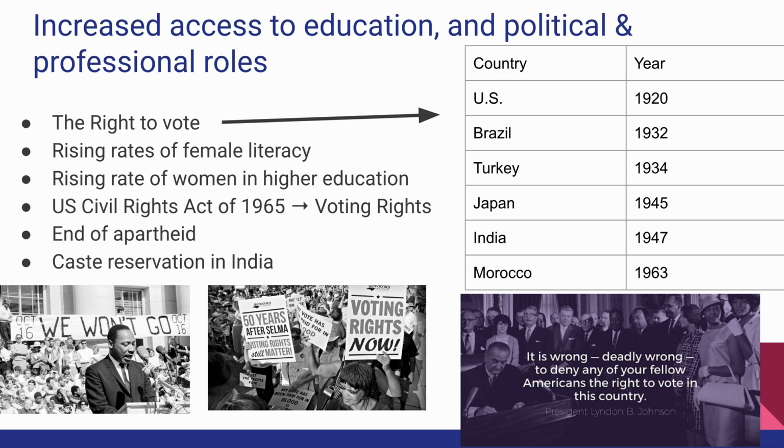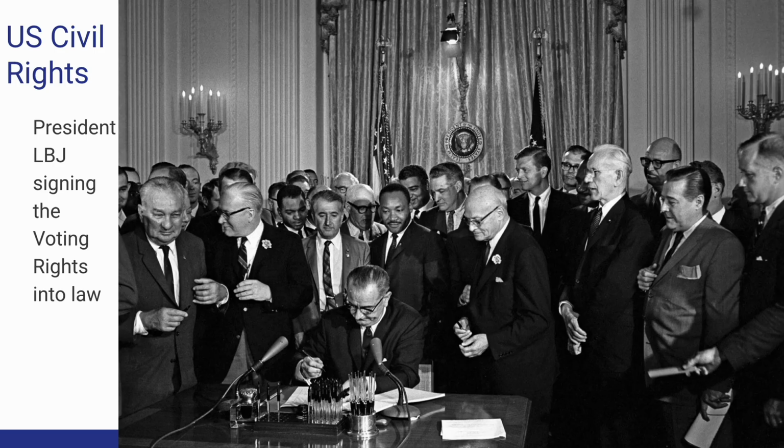In the center, you can see people are saying they want their voting rights now. On the bottom right, President LBJ, Lyndon Baines Johnson, who's from Texas, by the way, said, "It is wrong, deadly wrong, to deny any of your fellow Americans the right to vote in this country." Here is LBJ signing the voting rights into law.